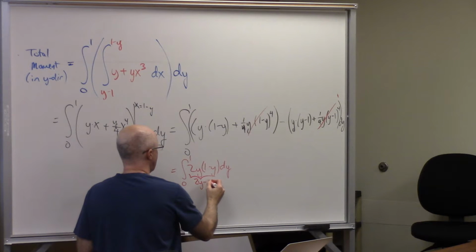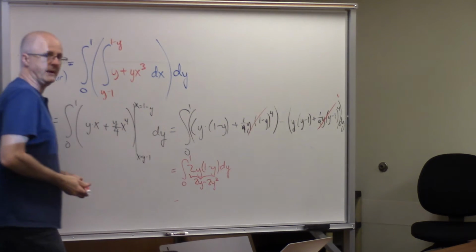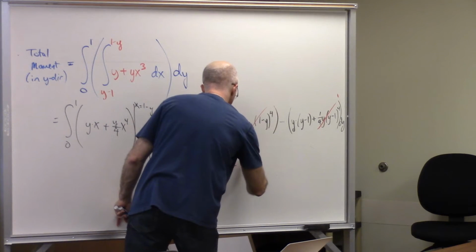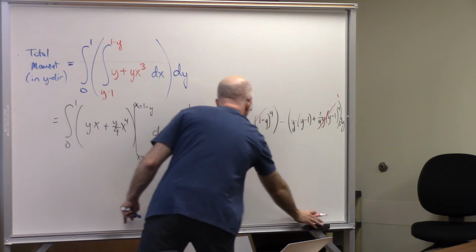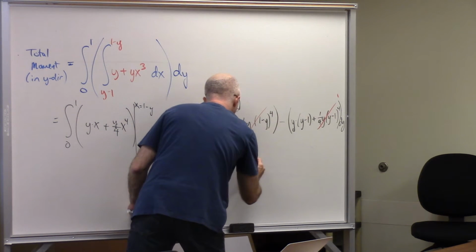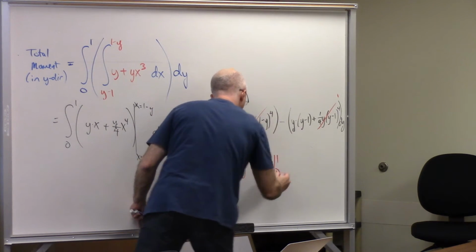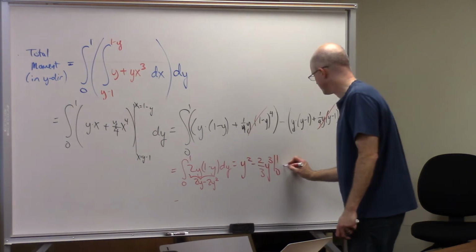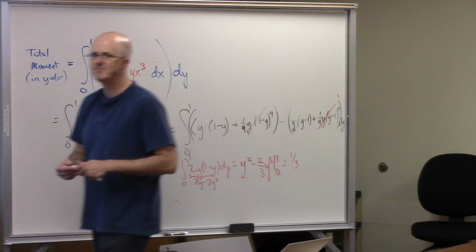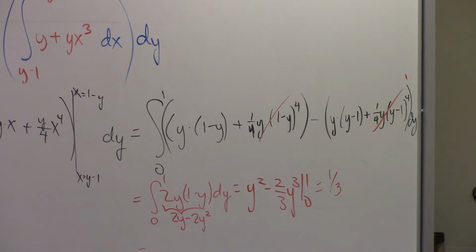Simplifies further to 2y minus 2y squared. We have to integrate that from 0 to 1. We get y squared minus 2/3 y cubed from 0 to 1, which gives you 1 minus 2/3, which is 1/3. So that's the moment in the y direction for this triangular example here.